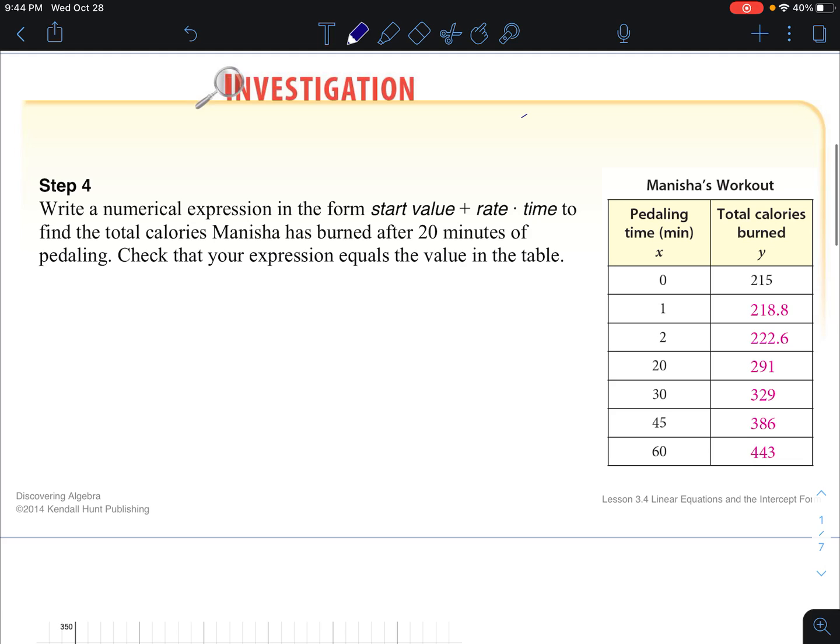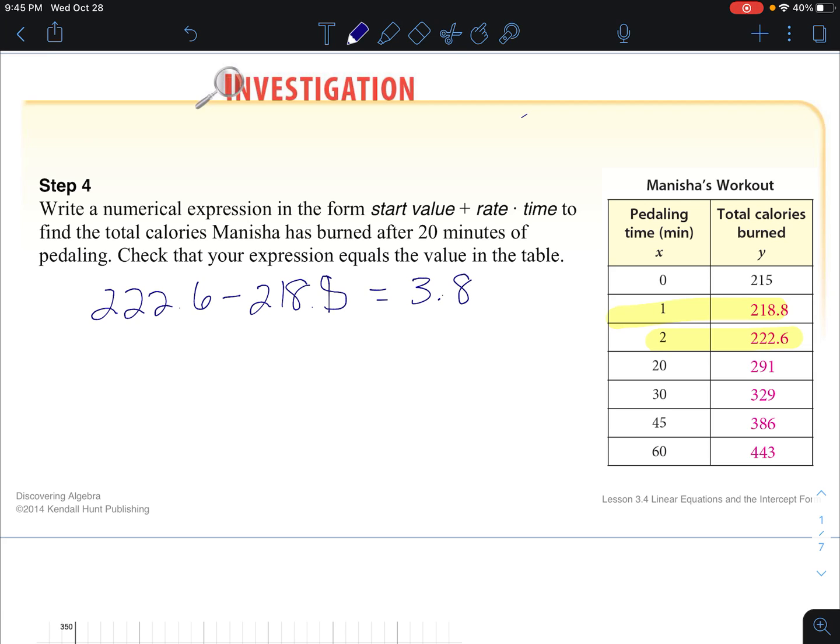So this is a table from Manisha's workout before. We looked at this a while ago. I can't remember which section it was, but we looked at this before. And if I have a table like this, I can find the rate of change by looking for the change in my output. So if I take a look at these two values, then I can take 222.6 minus 218.8, and that is 3.8.